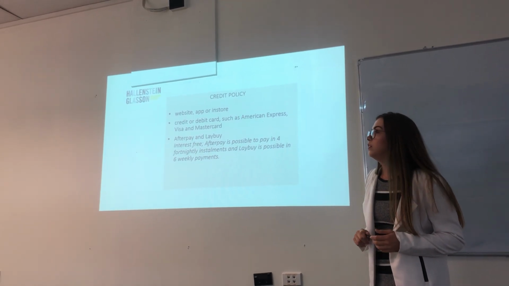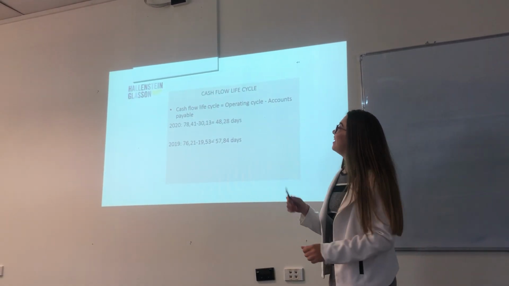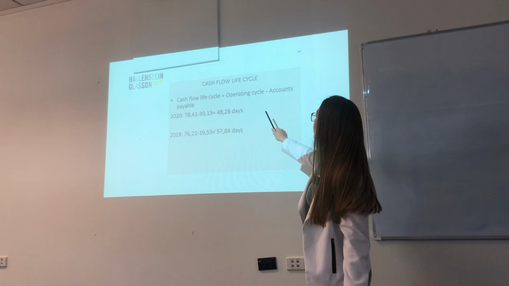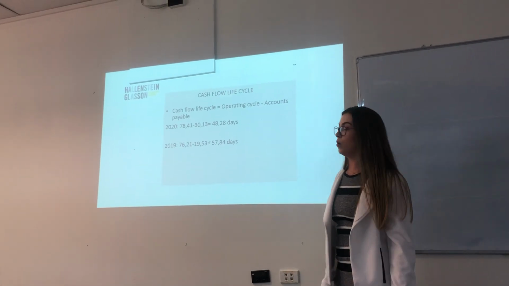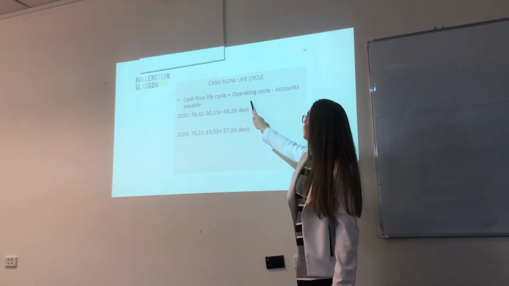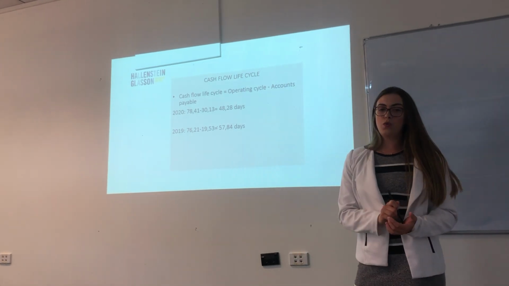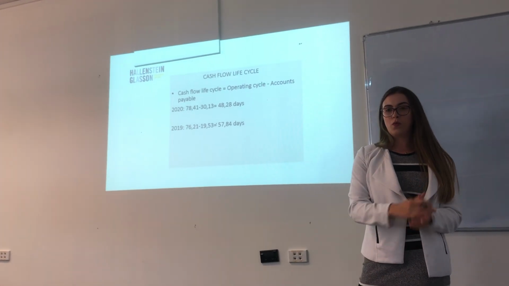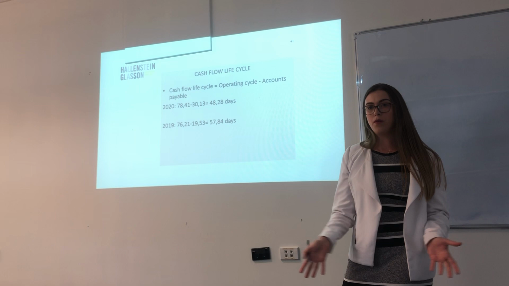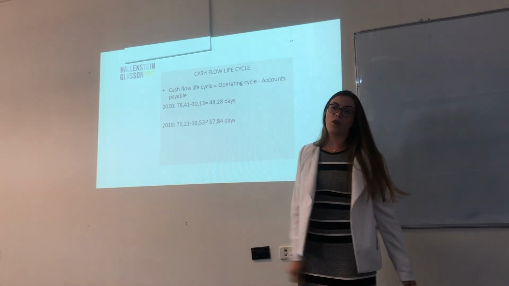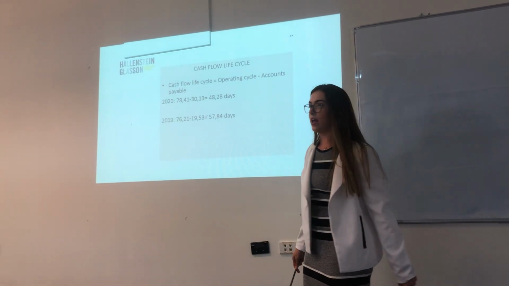So the cash flow life cycle is the operating cycle minus the accounts payable. So they have 48 days to have the money and to keep the company working well. After that, the company will probably get into trouble.